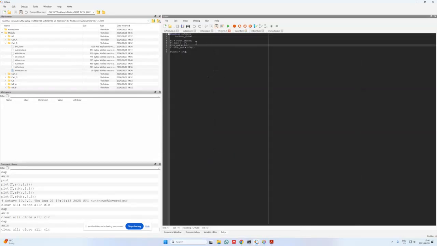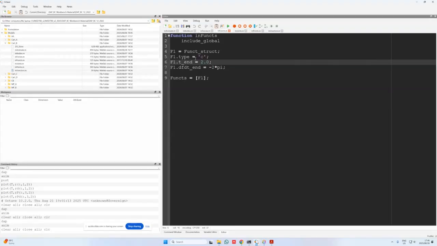So if I go to infunct, you'll see previously where I had function type A, I now specify function type C. And there's only 2 non-zero inputs that I need to give in this case, T-end and df_dt_end. Since all of the other inputs are 0, I can just use their default values and I don't have to specify them. So T-end is 2 seconds, df_dt_end is then minus 2 pi radians per second.